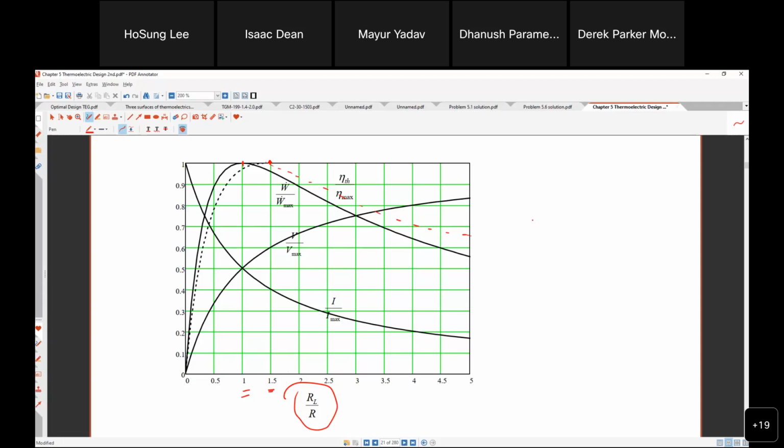So we take the efficiency derivative with respect to R_L over R, and set it to zero. And we found mathematically that it is the square root of 1 plus ZT bar. So if ZT is about 1, then this is about 1.4. That's what we are seeing, about 1.4. Okay? If ZT is 3 in the near future, then 1 plus 3 is 4, and the square root becomes 2. So it is going to move toward this.